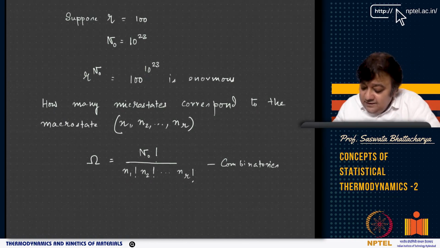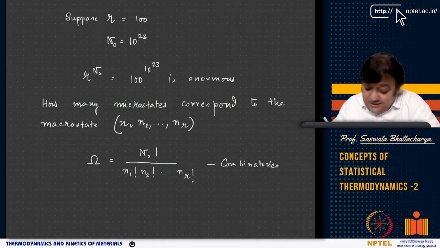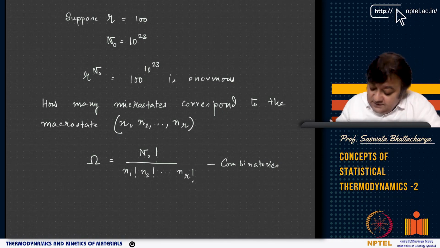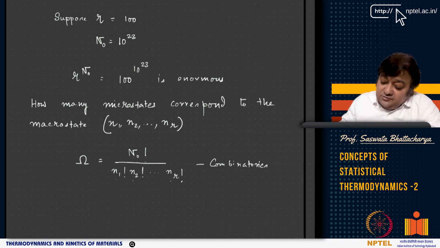So this is basically coming from combinatorics, right? This formula is coming from combinatorics. So we will see that: omega equals n0 factorial by n1 factorial, n2 factorial, nr factorial. You will see it comes from the product rule of the combinations. Okay, so I will go to that.